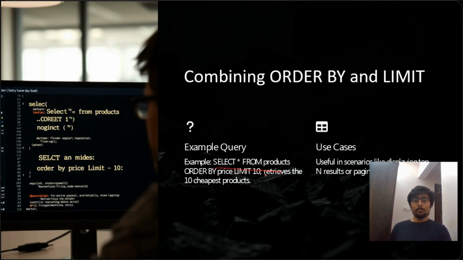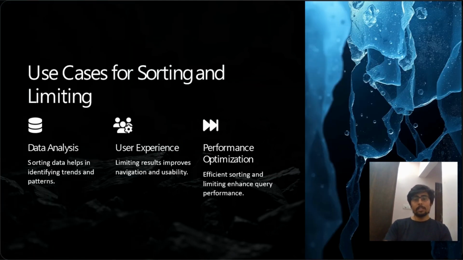And here one more example query is given: select star from products, order by price, limit 10. I think it's the same example that we covered before, so it's almost the same thing. Either the 10 cheapest products, or as I gave one more example, the 6 costliest products as well. So either of them is correct.